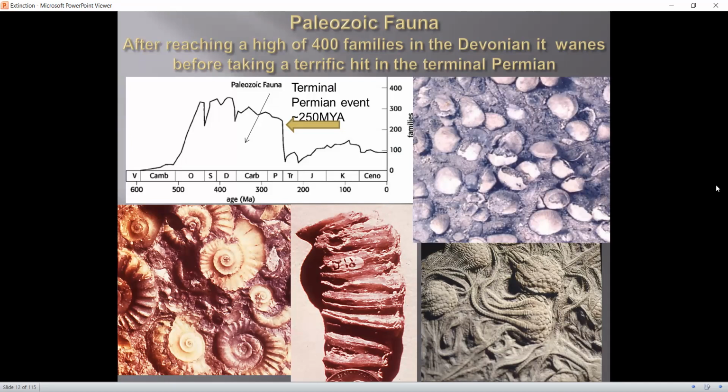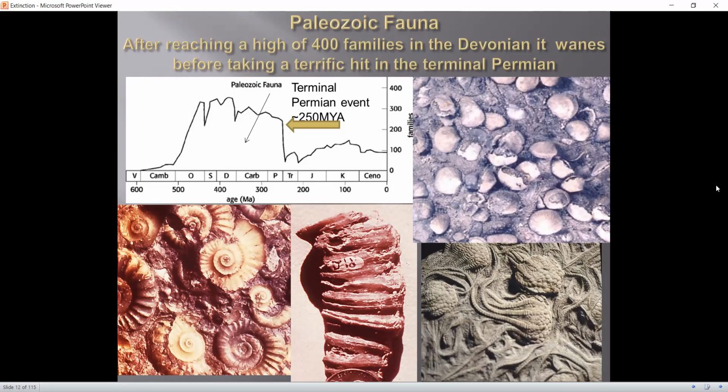Anyway, they are going along after the Cambrian, and then they take a very big hit at the end of the Permian, or what we call the Permo-Triassic boundary, when about 95% of the species on this earth were extinguished, a real massive extinction there.